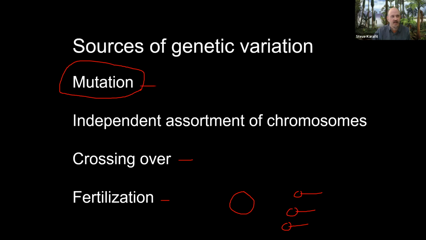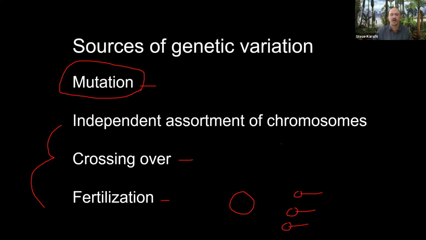So mutation, though, is the one that creates new traits. The other examples are more like shuffling a deck of cards. You're not going to change the colors of the cards by shuffling them. You're just going to get different combinations. Just like all of these different processes here shuffle around pre-existing alleles and provide them in different combinations when gametes are produced or when fertilization takes place.